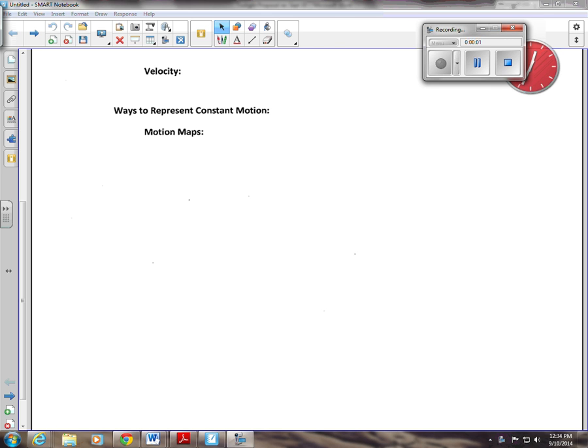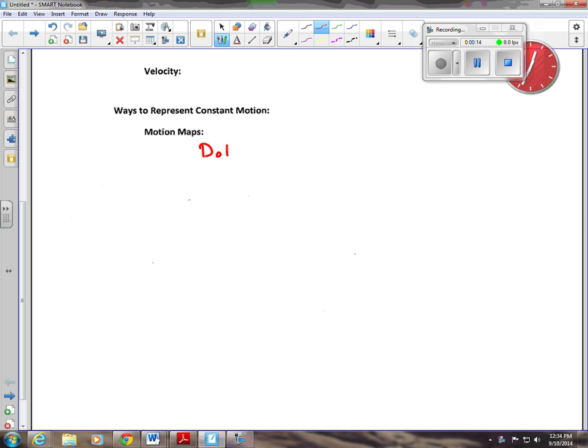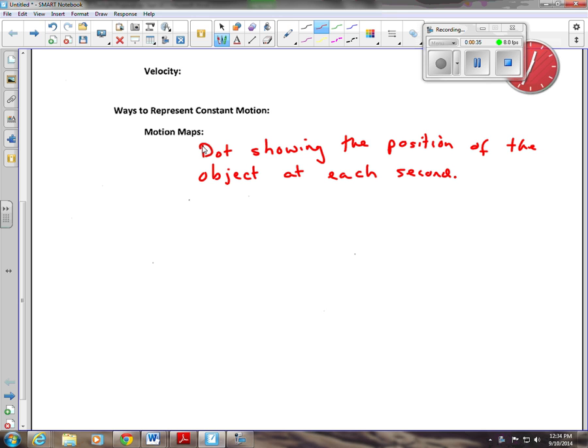Okay, we've done a lab on constant velocity and gotten some definitions. Now we're going to talk about ways to represent constant motion. And the first thing is with motion maps. What we're going to do is place a dot showing the position of the object at each second. All right, so it might look something like this.